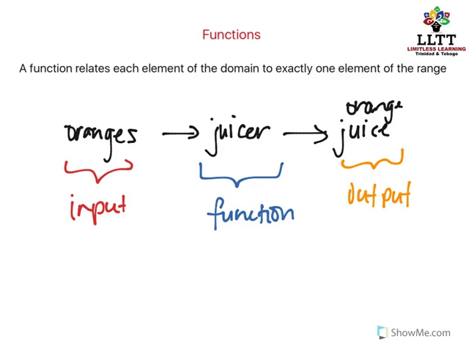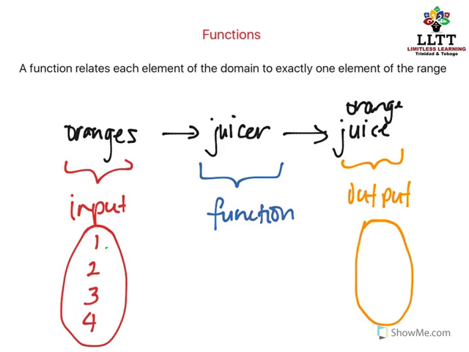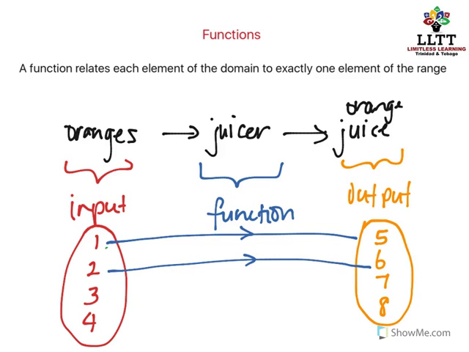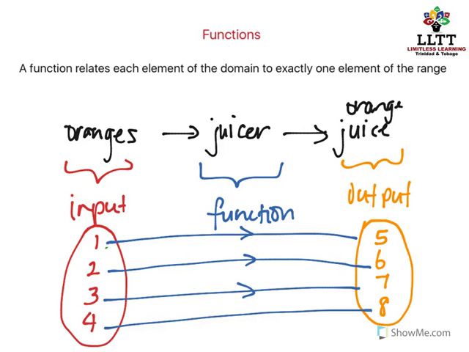So I'm going to keep this example with the oranges and the juicer and the orange juice up, and instead I will say, suppose I had these numbers 1, 2, 3, and 4. These are my inputs. Let me redo it. Right, so I have these 4 numbers. These are my inputs. I have these numbers here. These are my outputs. And there is some function that takes 1 to 5, 2 to 6, 3 to 7, and 4 to 8.